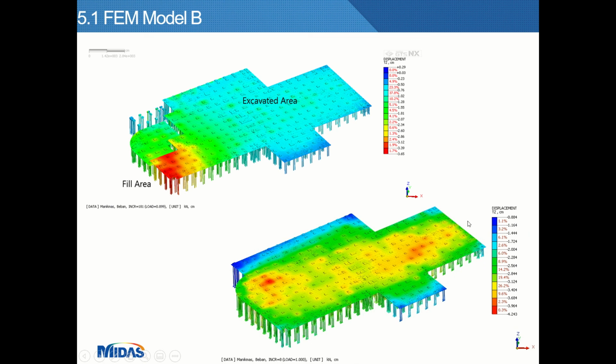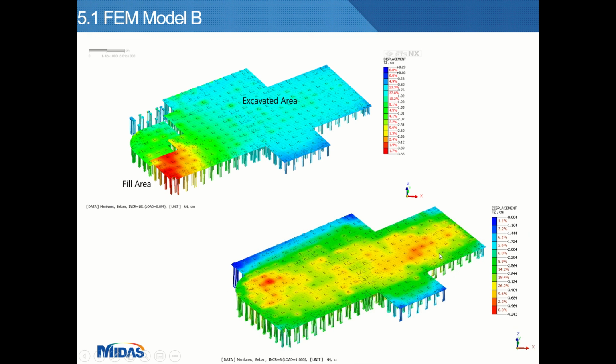Now in model B, we don't do cut and fill. So if you take a look at all these numbers, everything is negative. Everything is settlement, because all the load that I applied from the column is not compensated by any excavation or fill process. So what happened is that the settlement is very big at the center of your building, which is typical for settlement analysis.